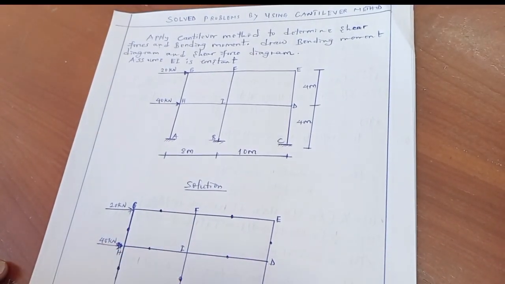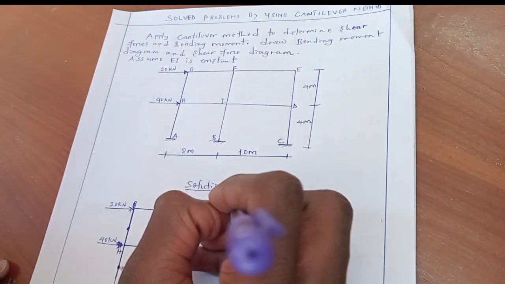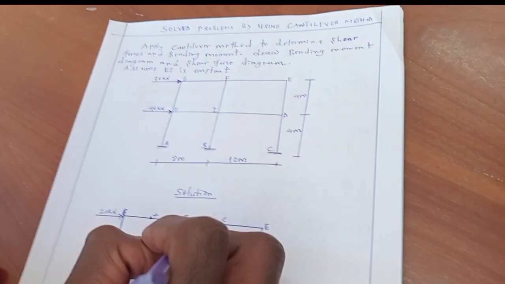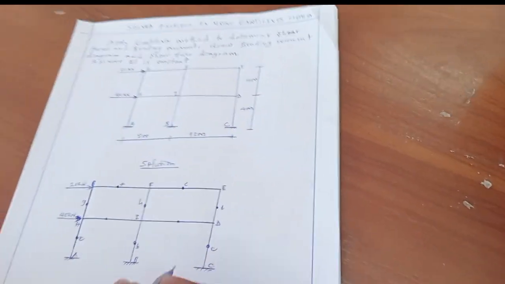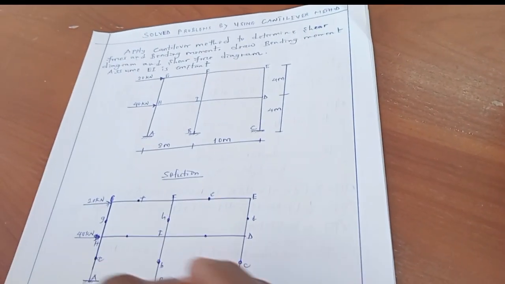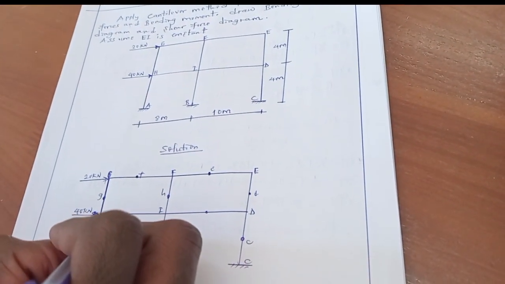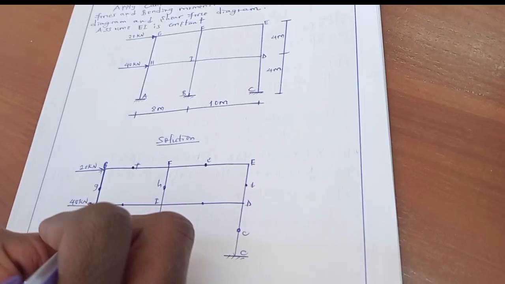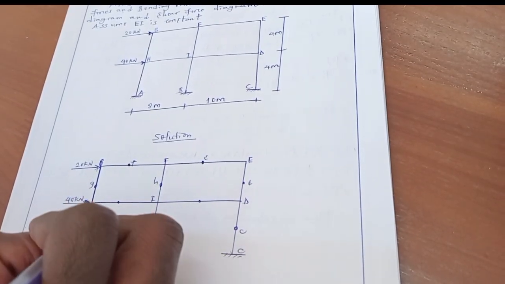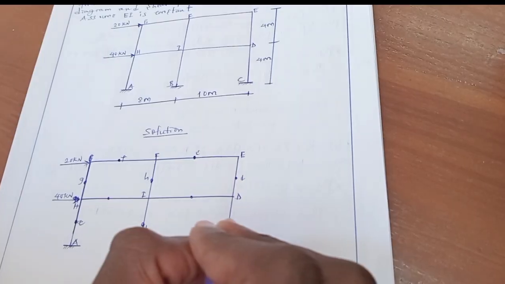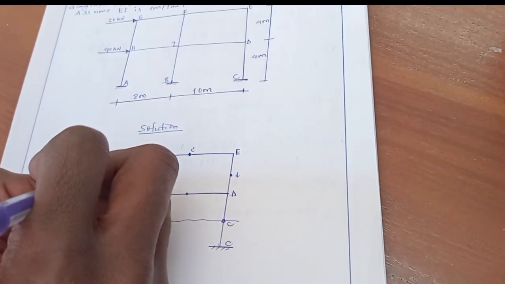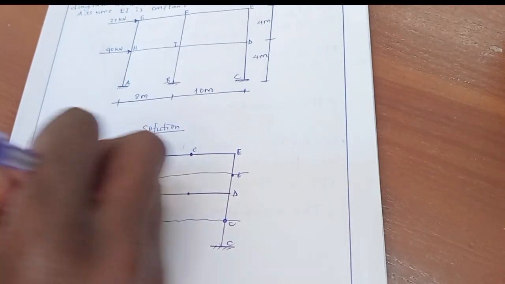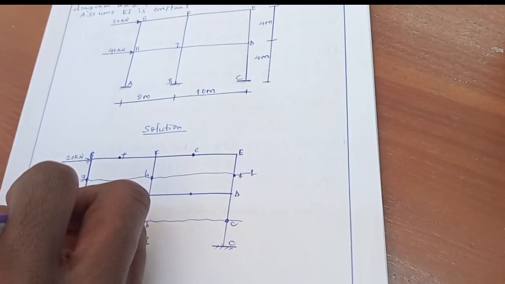Let's label it with small letters. Let's say A, small b, small c, small d, E, F, G, H. The next step is to introduce levels along these imaginary hinge points. Let's say this is level 1, level 2.